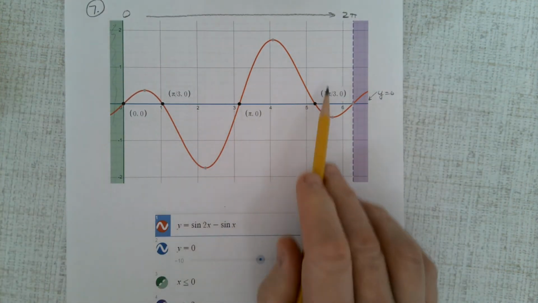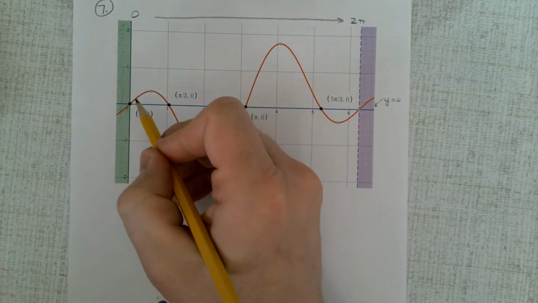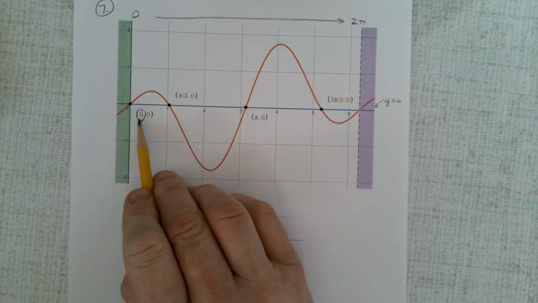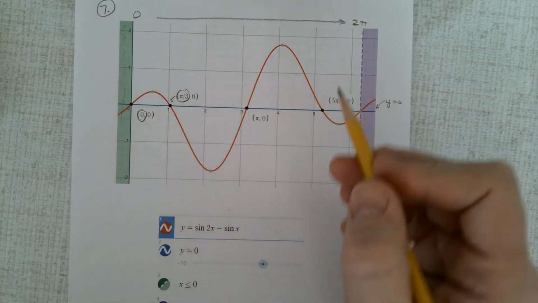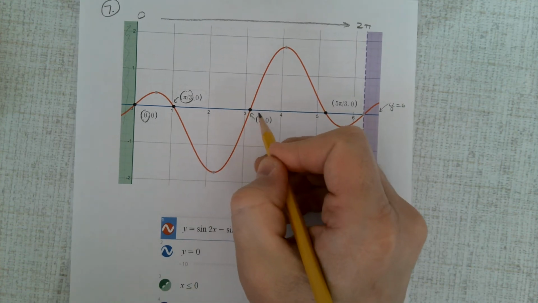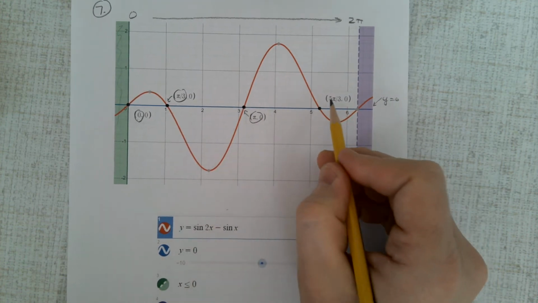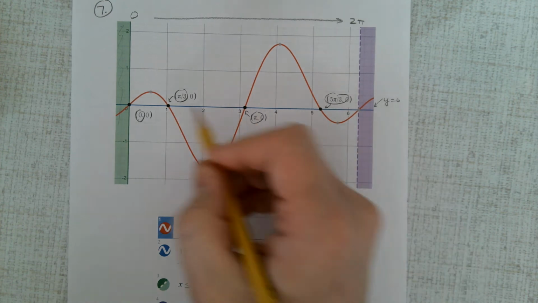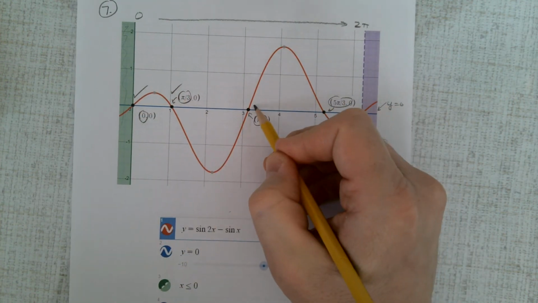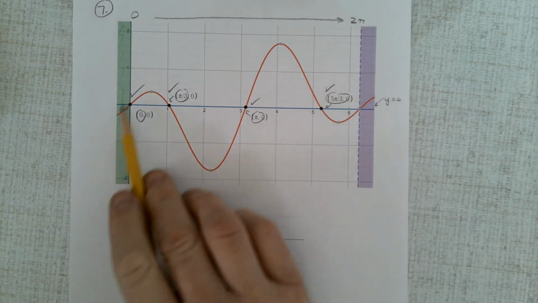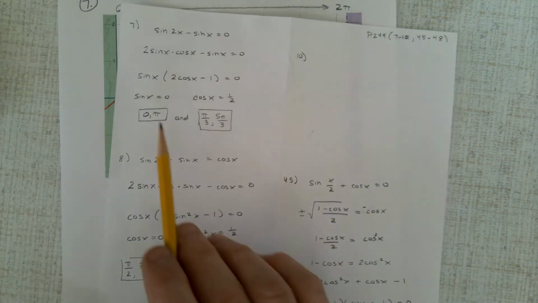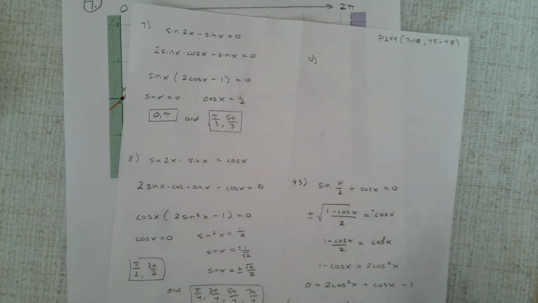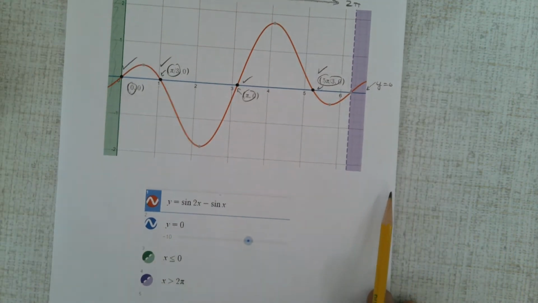So in this white part, where do these lines cross? Well, they cross right here at 0. Hey, that was the solution. They cross right here at pi over 3. That was the solution. Hey, they cross right here at pi. That was the solution, and they cross right here at 5 pi over 3. That's 1, 2, 3, 4 places the red line crosses the blue line, and those are our 1, 2, 3, 4 solutions. That's what we're looking for.